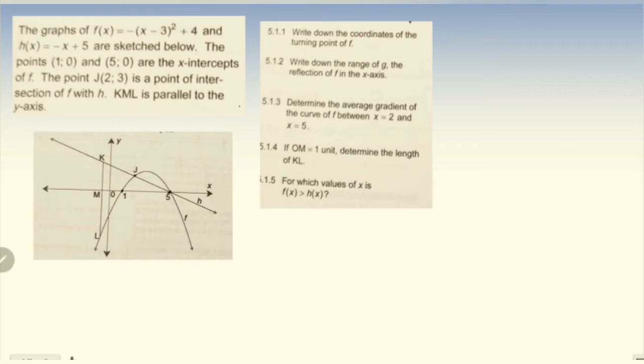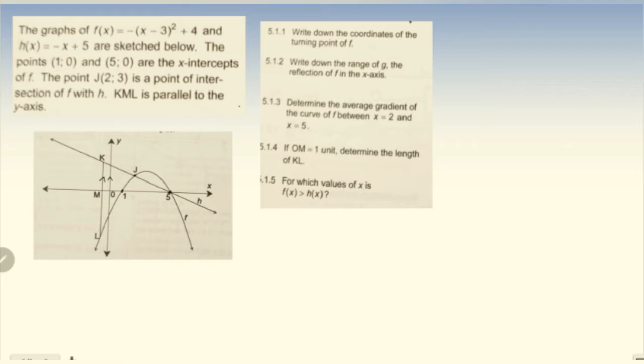Then KML is parallel to y-axis. We can see that these two lines are parallel. Parallel means KML is perpendicular to x-axis. So these are the things given on the diagram. Now we can go to questions one by one.